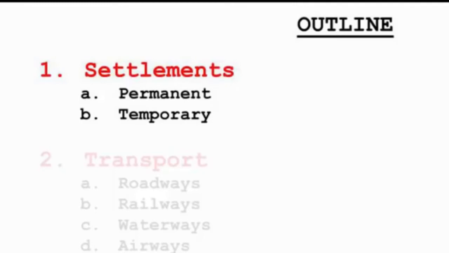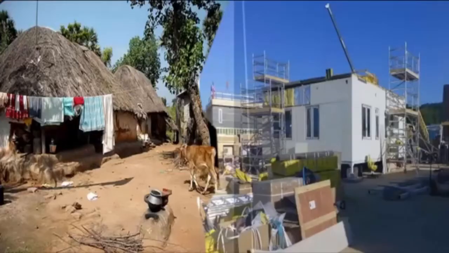On the other hand, those settlements where people build homes to live in are called permanent settlements. Today, there are more permanent settlements than temporary settlements. In today's time, we have two different pictures of settlements. One is the rural and one is the urban.